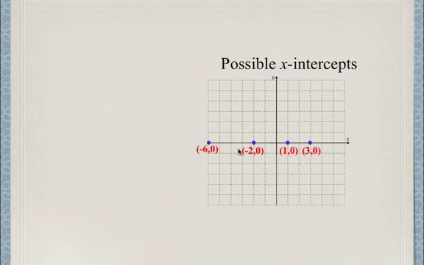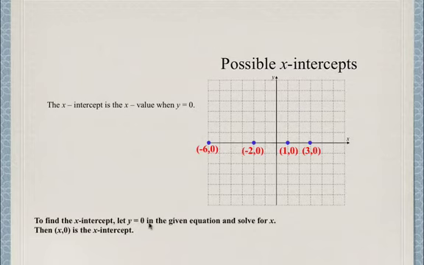And once again, notice that in this case, they all have the second coordinate, or the y coordinate, equal to 0. And so the x-intercept is the x value when y is equal to 0, because on the x-axis, remember, y determines whether we move up or down. So on the x-axis, we're moving neither up nor down. We're just staying at 0. So y is 0. So to find the x-intercept, we're going to let y equal 0 in our given equation and solve for x. And our coordinates for the x-intercept are always going to be x, comma 0.